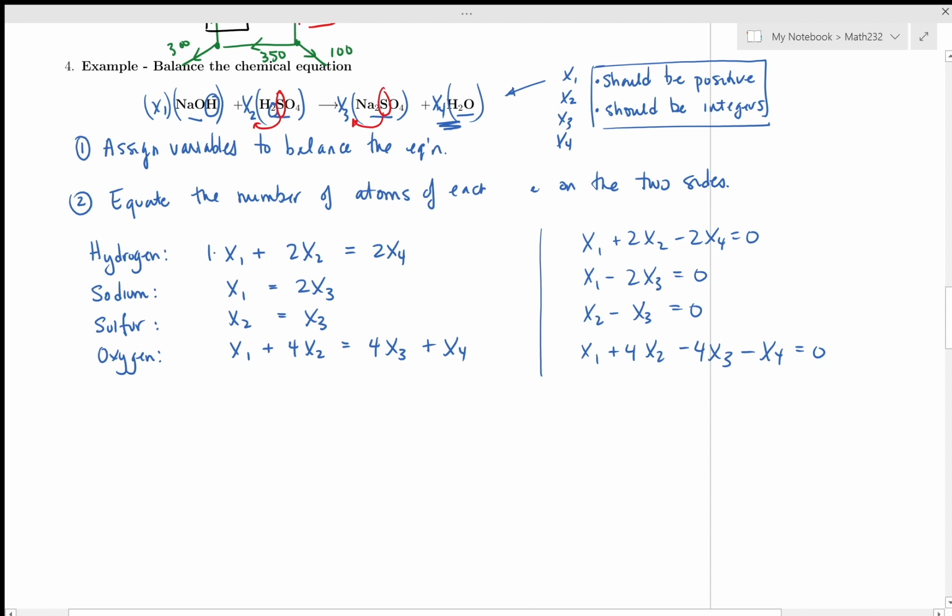Okay, so now what we can do is put that system of linear equations into the augmented matrix, capturing the coefficients and the terms on the right-hand side in the augmented matrix. It looks like this. There are 4 equations. All of them have 0 on the right-hand side.